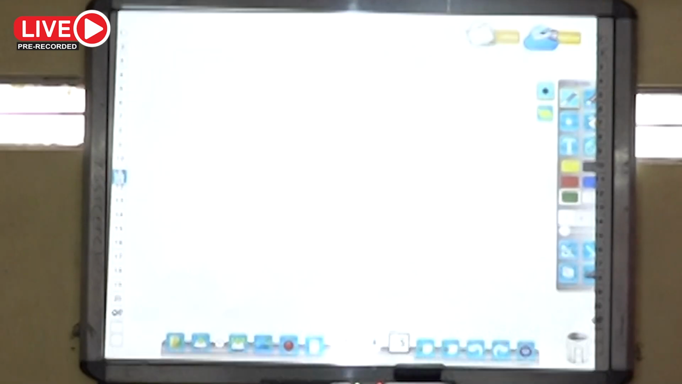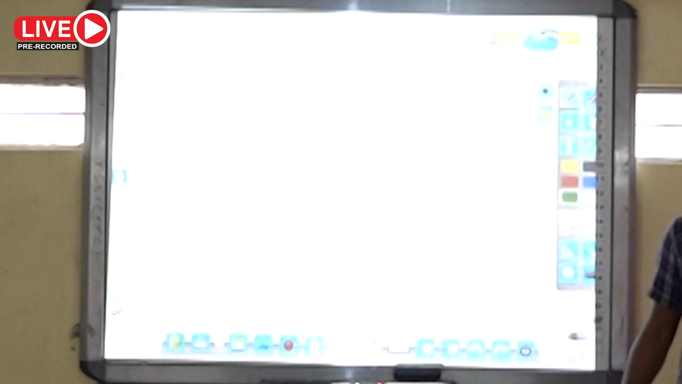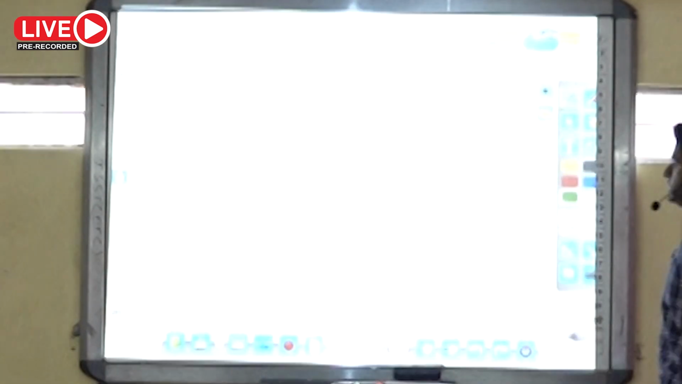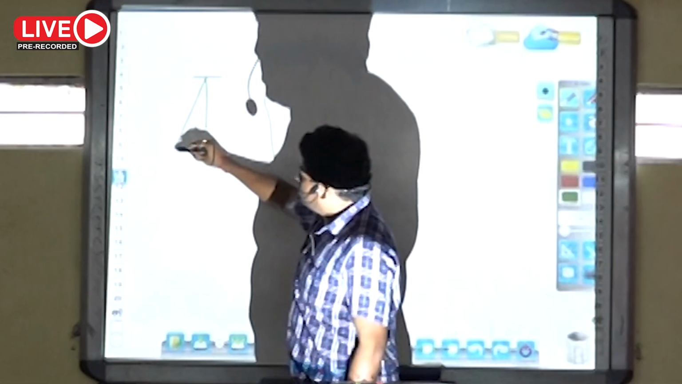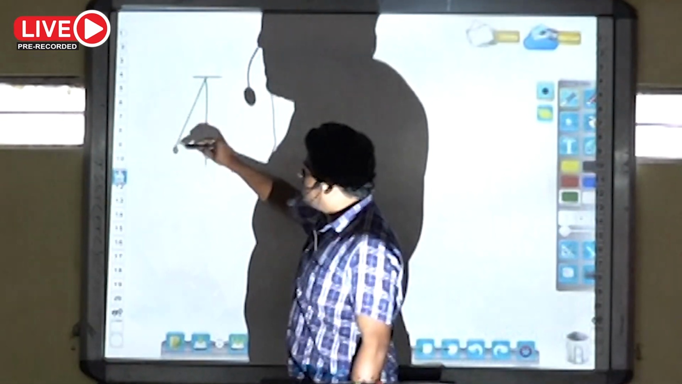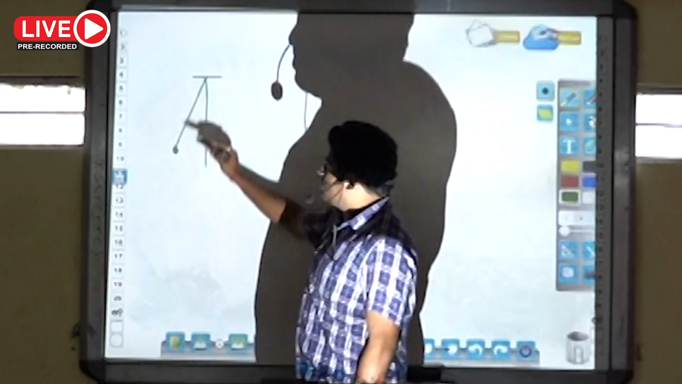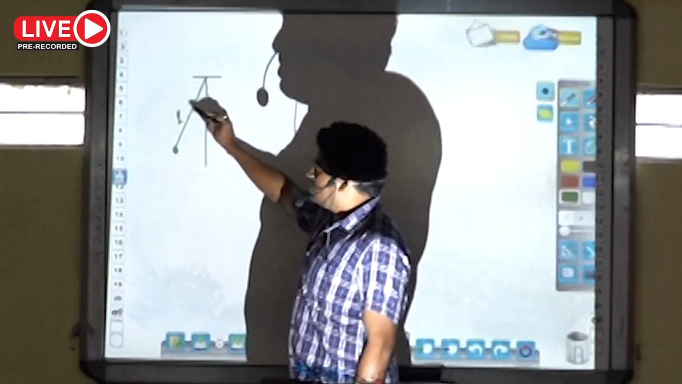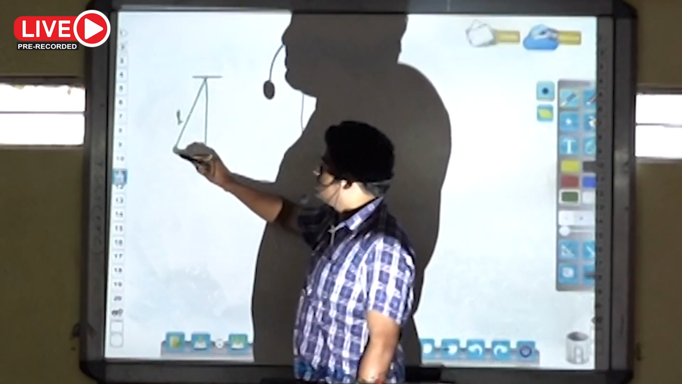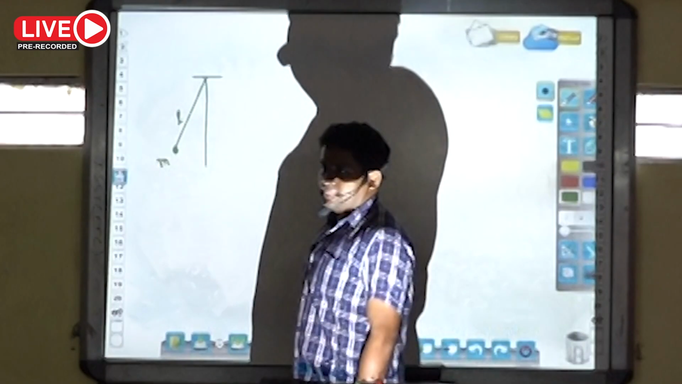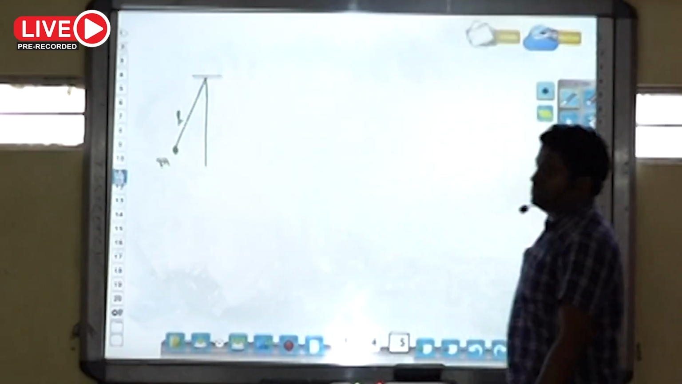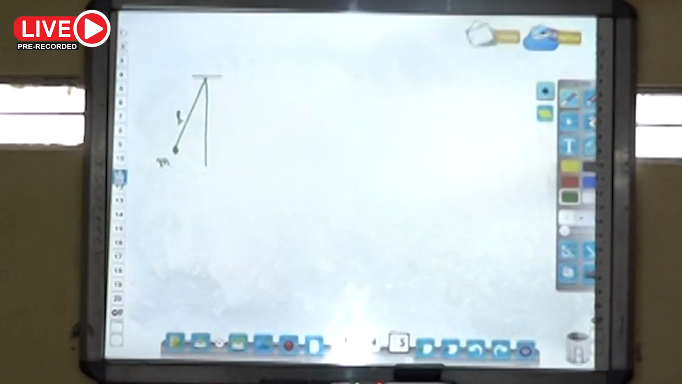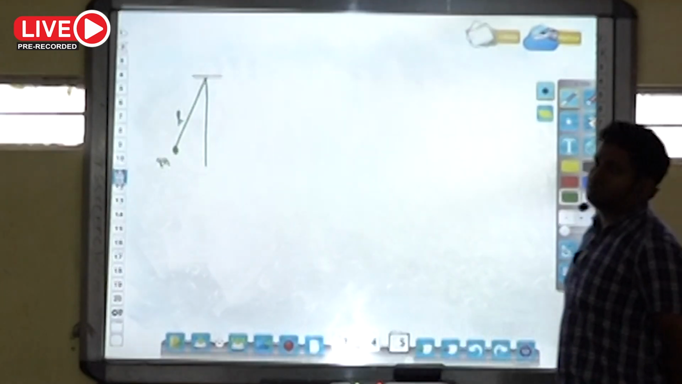One such case is the derivation of the time period of a simple pendulum. Normally, we can consider that this is a simple pendulum. Suppose it is taken on this side and then it is released. We consider the length of the simple pendulum denoted by small l, and we consider the mass of the bob small m and acceleration due to gravity g.